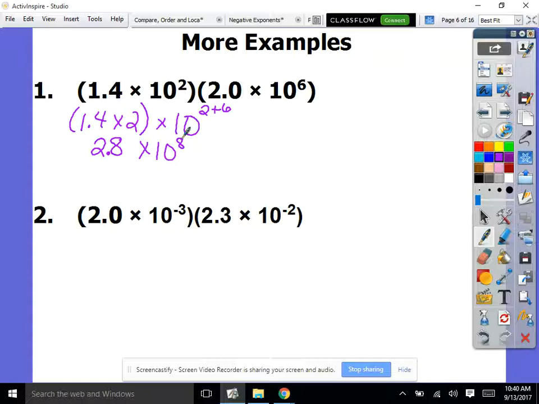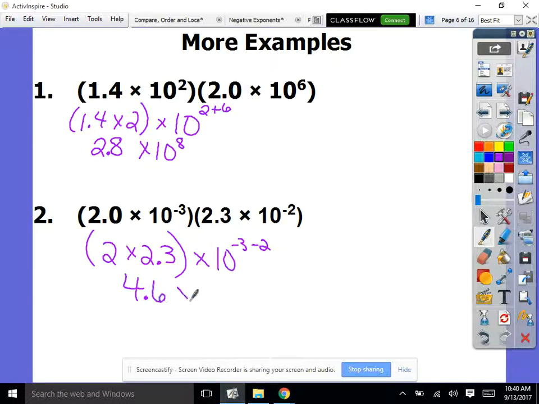All right, number 2. We can say 2 times 2.3, put our first factors together, times 10 to the negative 3 plus negative 2. Negative 3 minus 2 is the same thing as negative 3 plus negative 2. So 2 times 2.3 is 4.6 times 10 to the negative 5. And when we deal with scientific notation, we can leave the negative exponents there.